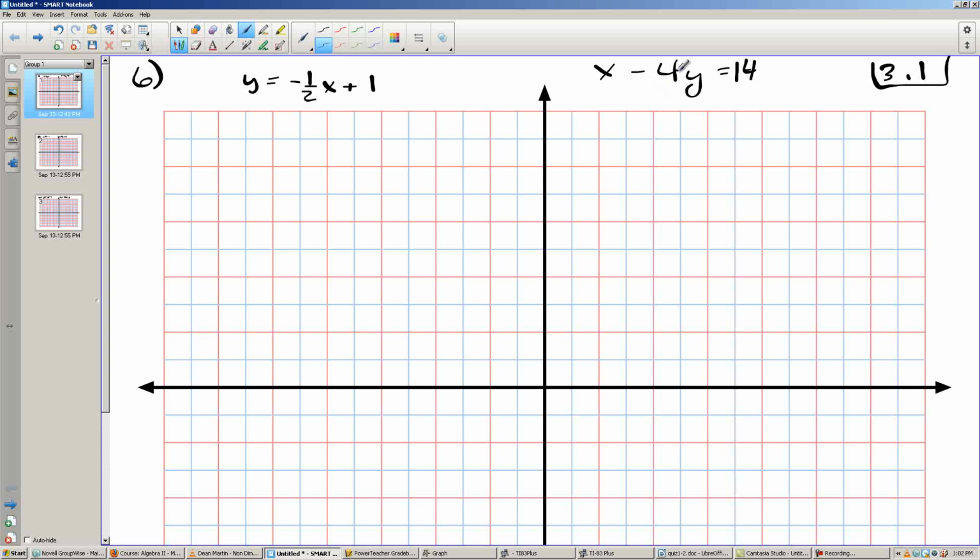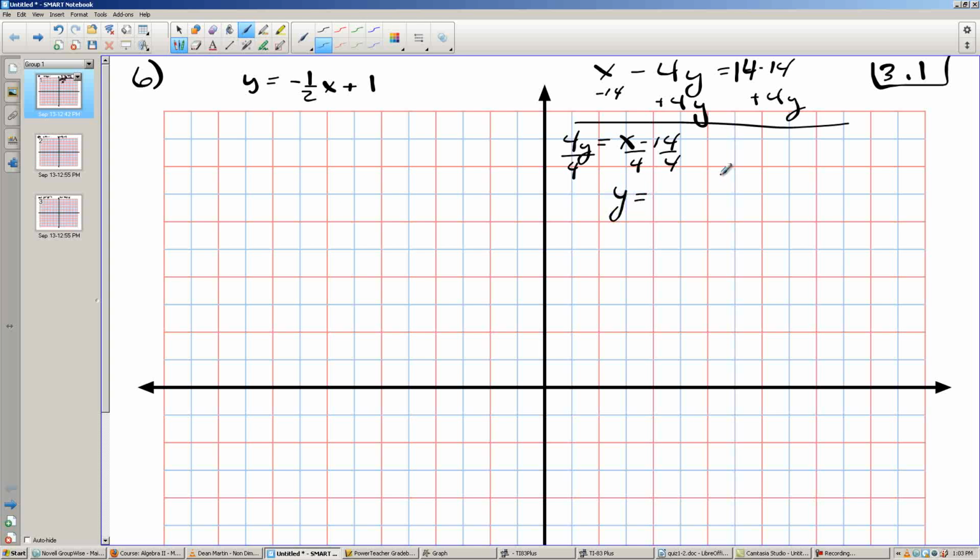First thing I want to do is move the 4y. It's negative. It'll be easier if it's positive. I'll still have to do an extra step this way, but I can also subtract 14 at the same time to save myself a step. So x minus 14 is equal to 4y. And so now I need to divide everything by 4.